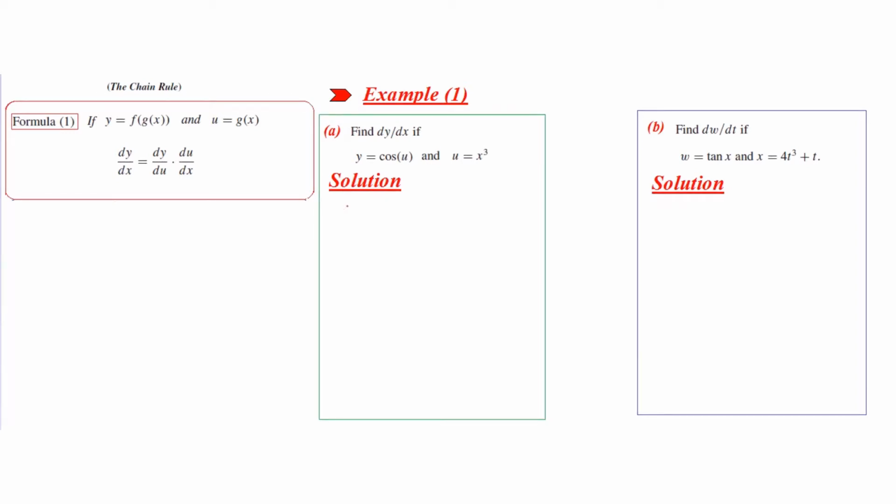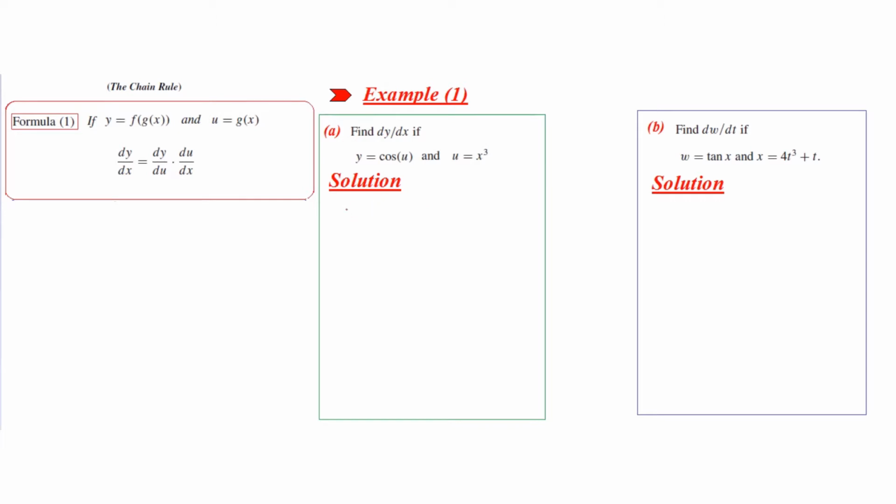The chain rule, example 1, part A. Find dy by dx if y equals cosine u and u equals x cubed. This is the chain rule. So firstly you have to find dy by du, then you have to find du by dx. After that you have to multiply to get the value of dy by dx.